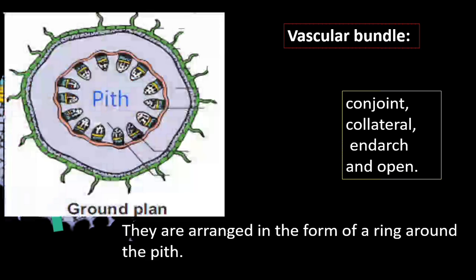These vascular bundles are arranged in the form of a ring around the pith. If you see the ground plan, it will be very clear to see the ring-like arrangement of vascular bundles around the pith.